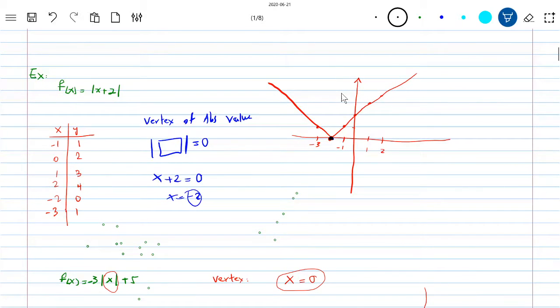Here's the next example: absolute value of x plus 2. How do you find the vertex? Set the inside equal to 0. Inside is x plus 2, so I set x plus 2 equal to 0, and I found x equal to -2 is the vertex. How do you find the y value? Replace -2 for x: f of -2 is absolute value of -2 plus 2, which is 0. So I have the point (-2, 0). That would be the vertex point. If you look at the graph, (-2, 0).